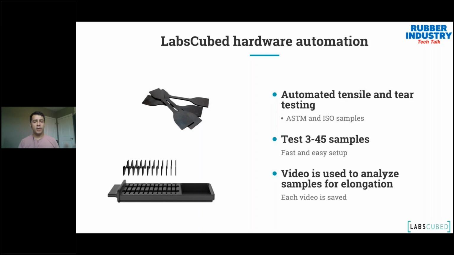We use video for a whole bunch of things. Most people today can still use video for elongation, but we use it to actually analyze good or bad breaks, coloration, and a whole bunch of other things as well.